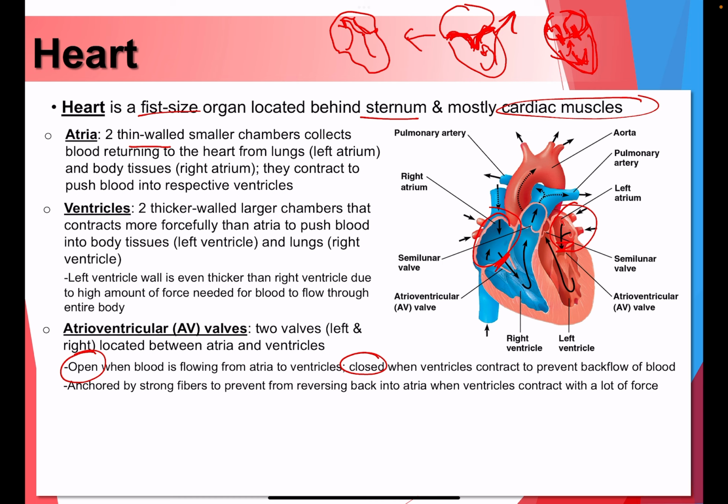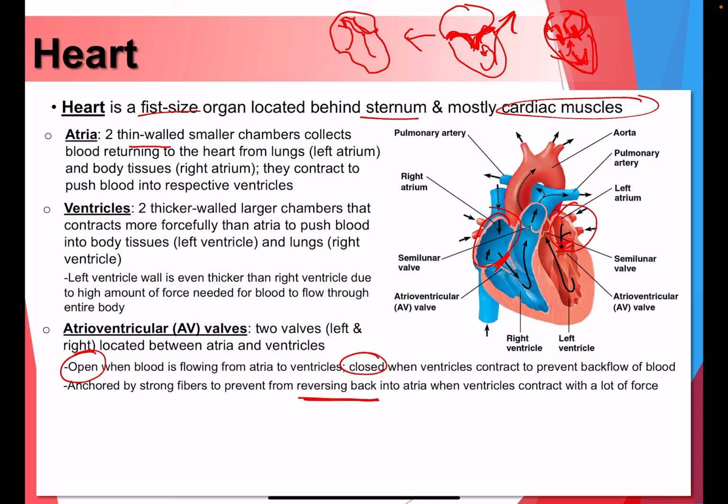Okay, so that's how strong those fibers are. Now, unless you are a really strong person, like a bodybuilder, then that's a different story. But I'm talking about a regular average person. So those fibers are very strong to make sure that the AV valve never reverts back into the atria.